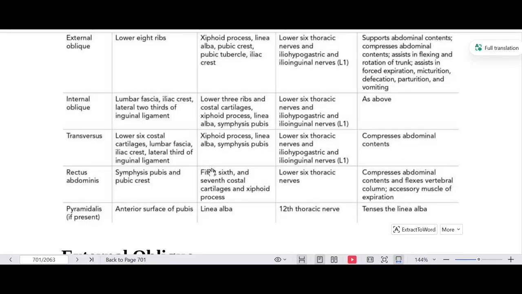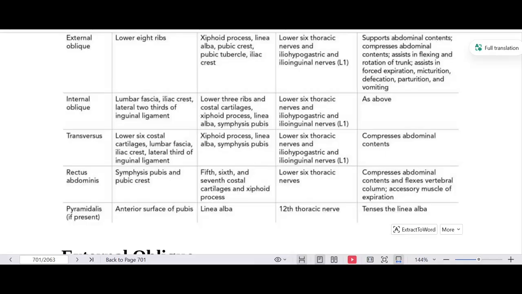Now about the nerve supply of the rectus abdominis, it is supplied by the lower 6 thoracic nerves like all the other 3 muscles, but it is not supplied by the L1 nerve, that is iliohypogastric and ilioinguinal nerves, that are absent in case of rectus abdominis. And its function is also same. It compresses abdominal contents and it flexes the vertebral column. That means it helps in the rotation of the vertebral column by compressing our abdominal viscera, and it is also an accessory muscle of expiration.